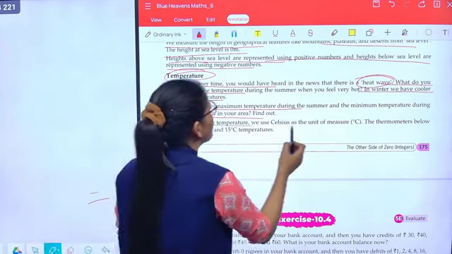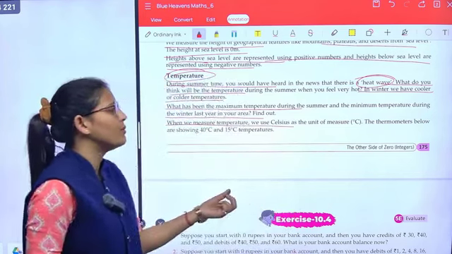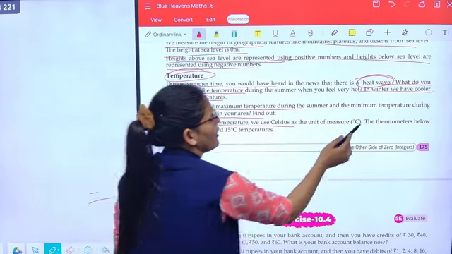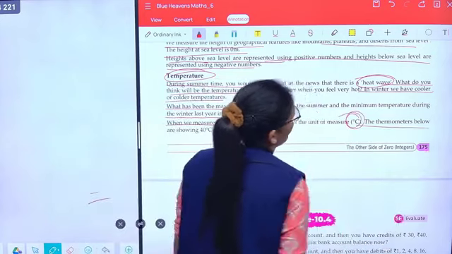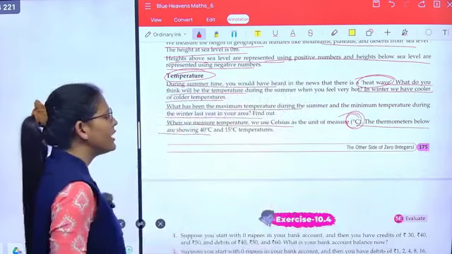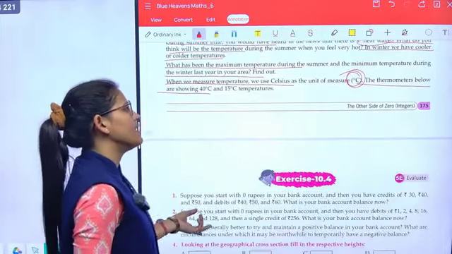When you measure temperature, we use Celsius as the unit of measurement. Class, what do we use? Degree Celsius. The thermometers below are showing 40 degree Celsius and 15 degree Celsius temperature.